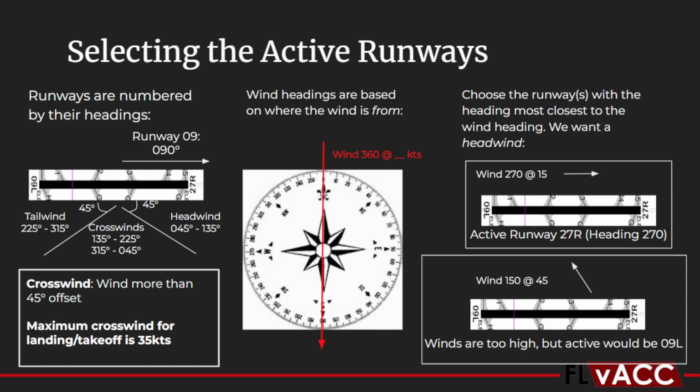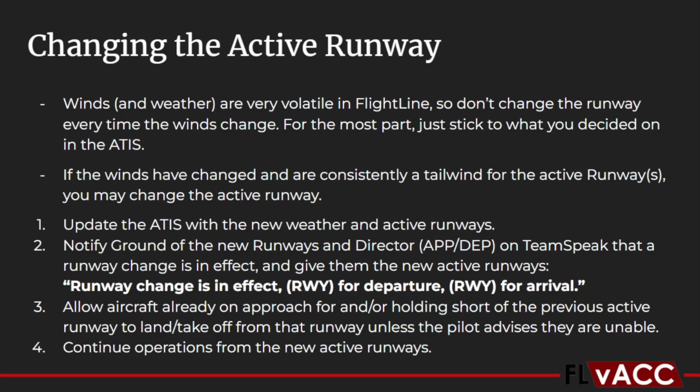Now, you may have noticed that the weather and winds in Flightline tend to change quite frequently. Because of this, we will usually decide the active runway at the beginning of a control session and stick with it in spite of wind changes. That said, if the winds become a tailwind for a sustained period of time, or a crosswind makes another runway more suitable, then tower controllers can change the active runways, that is, of course with coordination.